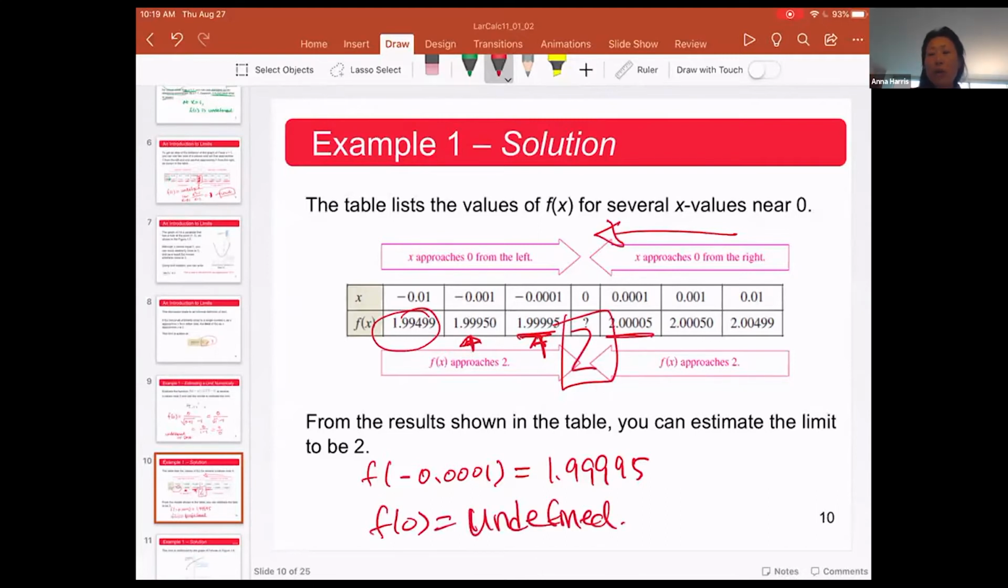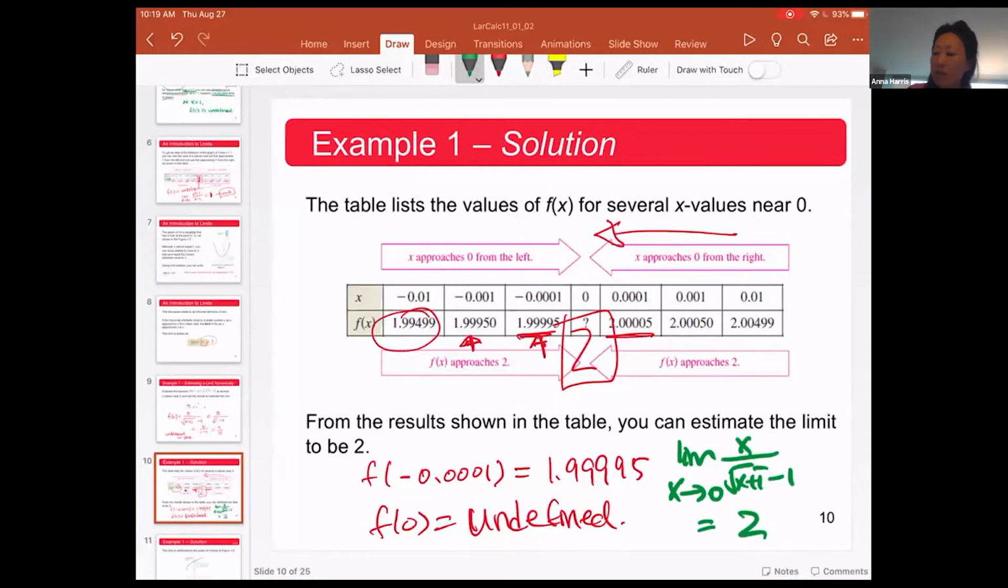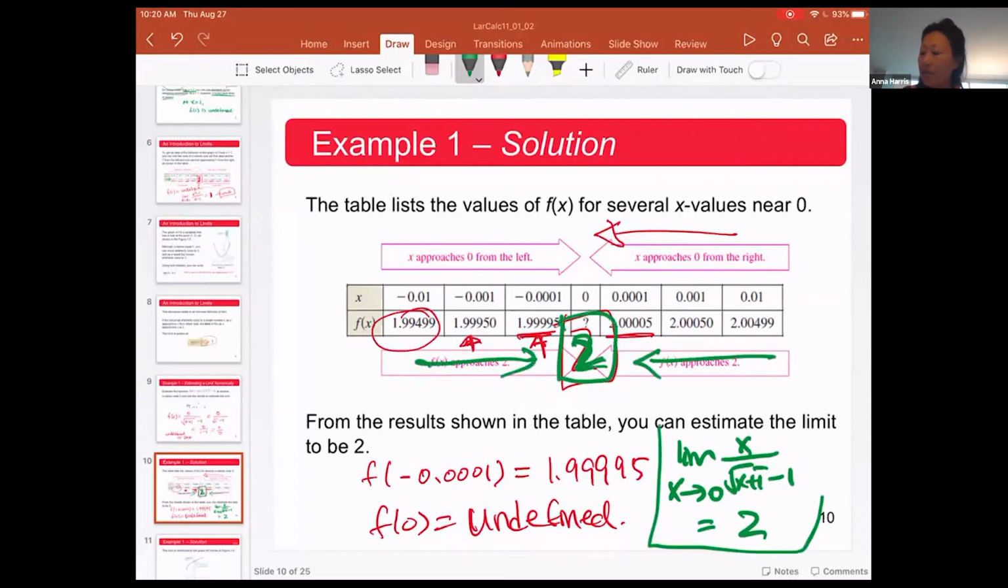But what do I know? I know what the limit is. The limit as x approaches 0 of this expression, which gives you what? What is my limit? 2, right? From the left-hand side it approaches 2, and from the right-hand side it approaches what? 2. So I have a limit, but I do not have a y value at x equal to 0.